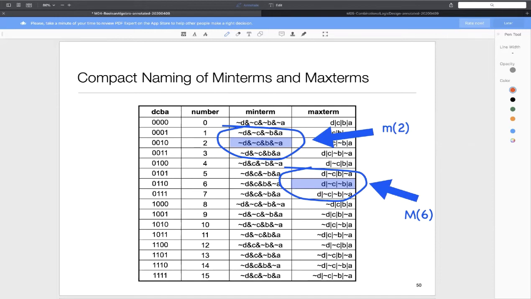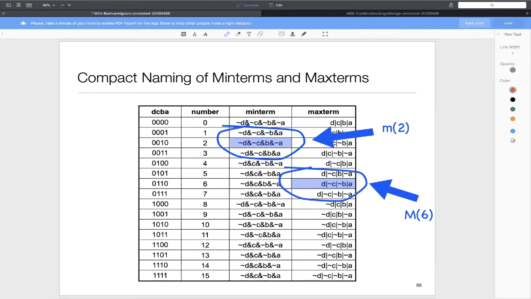Well, because you'll be given the inputs, right? Your circuit at any given point in time will have particular values assigned to the inputs. So let's say your circuit had the value D equal to 0, C equal to 0, B equal to 0, and A equal to 1. Then at that point, minterm number 1 will be 1, right? Because minterm number 1 is the expression not D and not C and not B and A.